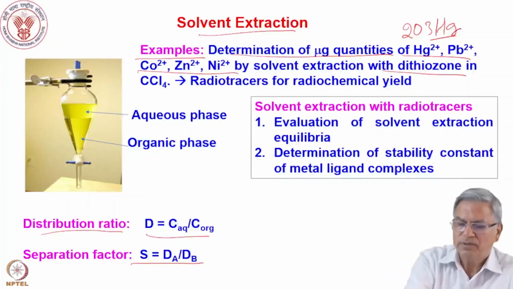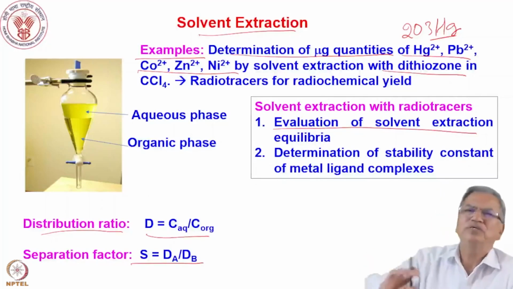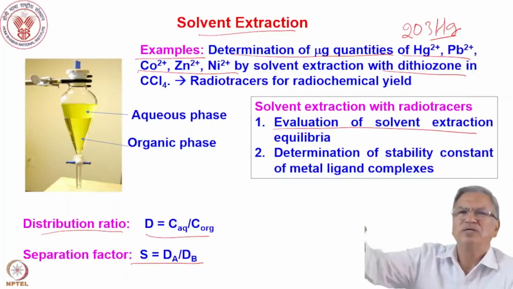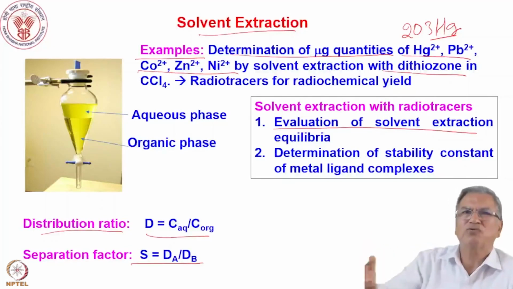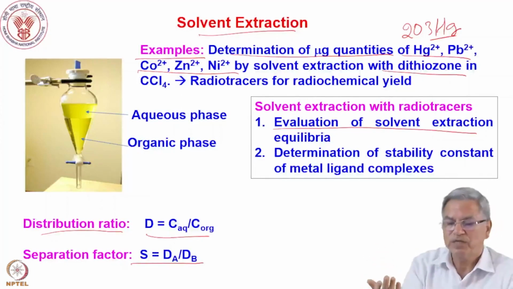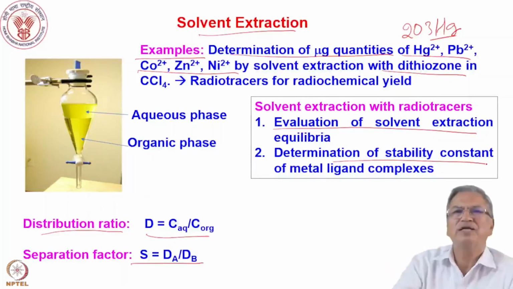You can even study complexing reactions and equilibria. You can see how the distribution equilibrium shifts as a function of acid concentration, and how the equilibrium shifts as a function of ligand concentration. All those studies can be done using radiotracers. So much so, you can even determine the stability constant of metal-ligand complexes.